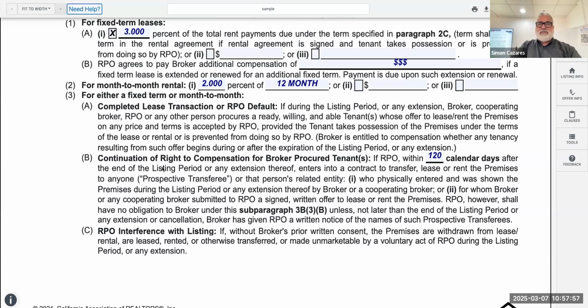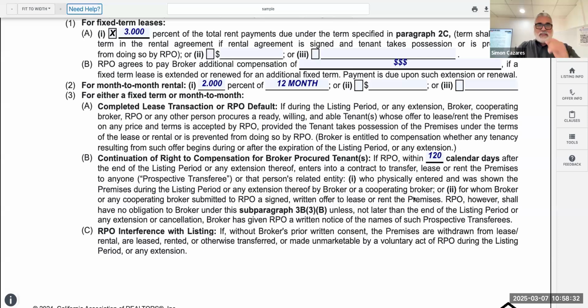Okay. So here you want to make sure that you do understand that there is a provision of the no fault, right, provision, but also section 3B goes into the continuous right to compensate the broker, similar to what you see on the listing agreement, is you want to make sure that you put a number, okay? I've got this instilled in my head that 120 is the number. 120 is 4 months after the property ends the listing or the cancellation or expiration, we may still be entitled to compensation as long as we do provide certain stipulations, and I'll read it here.